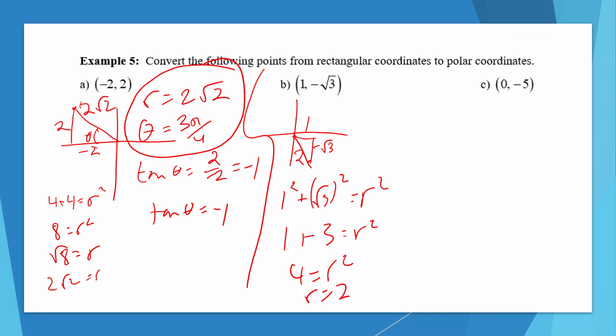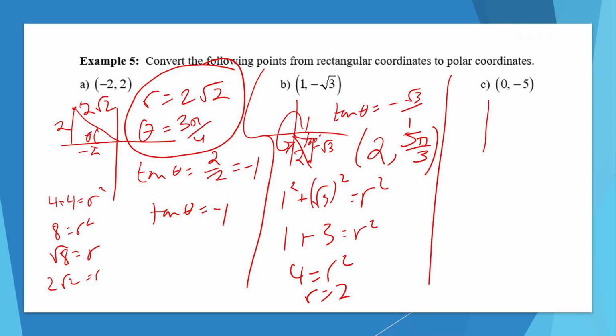And then here we want to find tangent. So tangent of theta is equal to opposite, negative root 3, over adjacent. Remember, negative root 3 or even just root 3 is associated with a 60-degree reference angle. So this is going to be 60 degrees, meaning this whole thing is probably going to be 5π over 3. So in standard position, we probably want to write this as 2 comma 5π over 3.